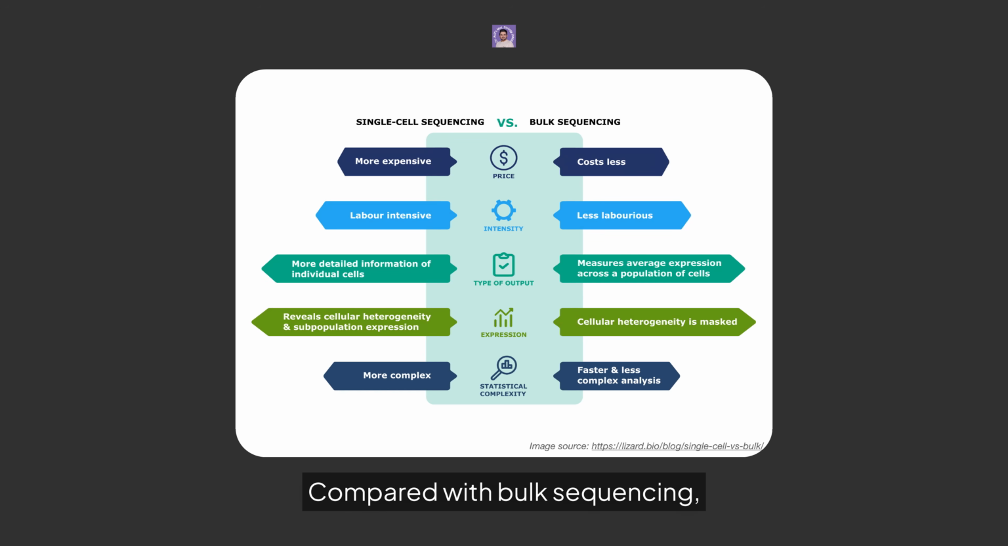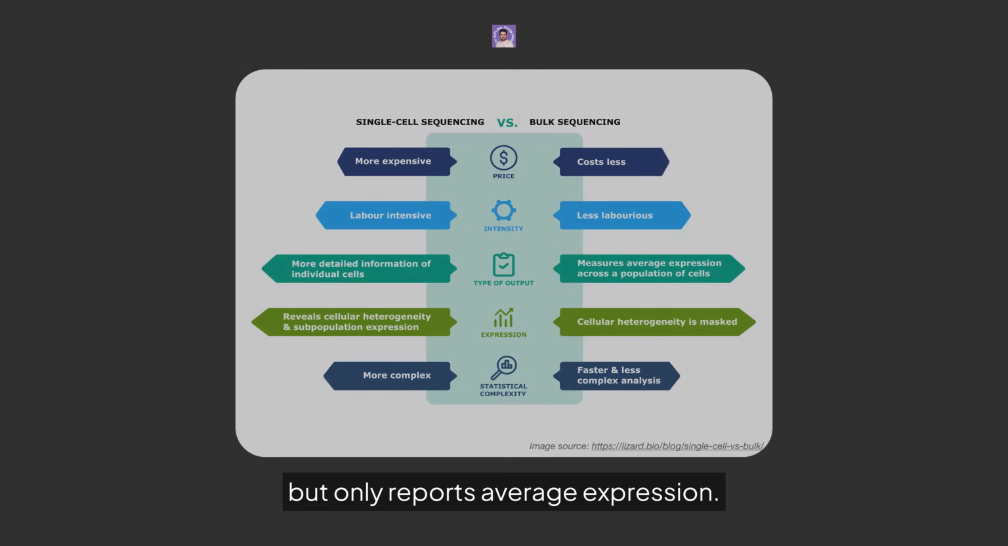Compared with bulk sequencing, single-cell methods are more expensive, labor-intensive, and statistically complex. In return, they provide detailed cell-level information and uncover heterogeneity and subpopulations. Bulk is cheaper, easier, and faster, but only reports average expression.